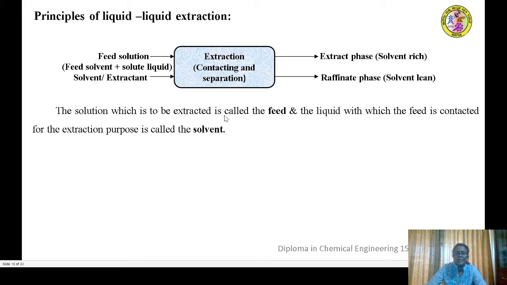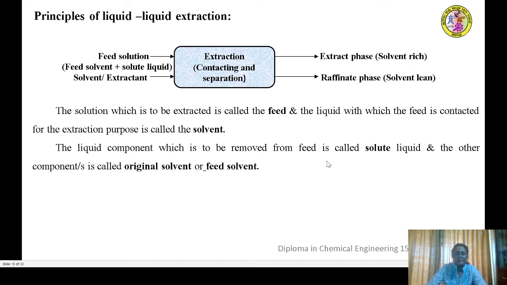The solution which is to be extracted is called the feed, and the liquid with which the feed is contacted for the extraction purpose is called the solvent. Okay, so this is the feed, this is the solvent. These are the two liquid phases that are involved in the operation. The liquid component which is to be removed from feed is called the solute liquid.